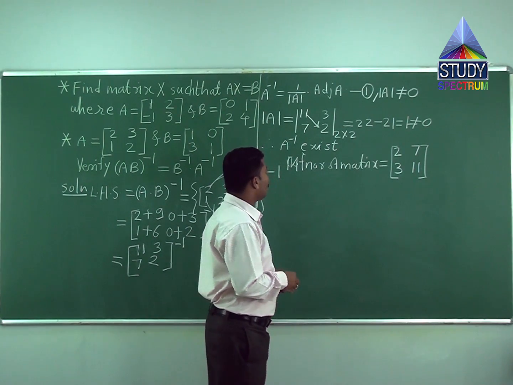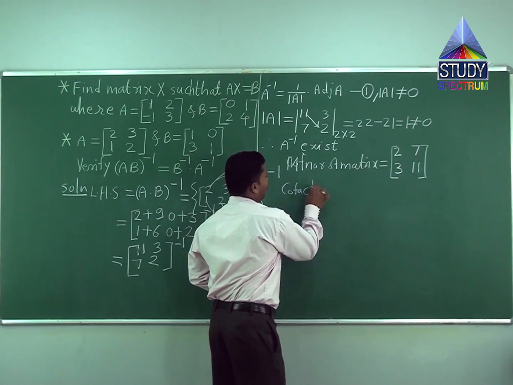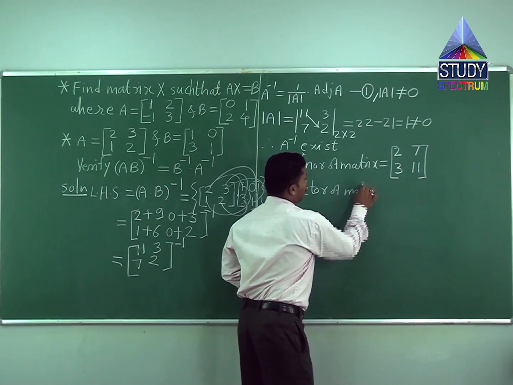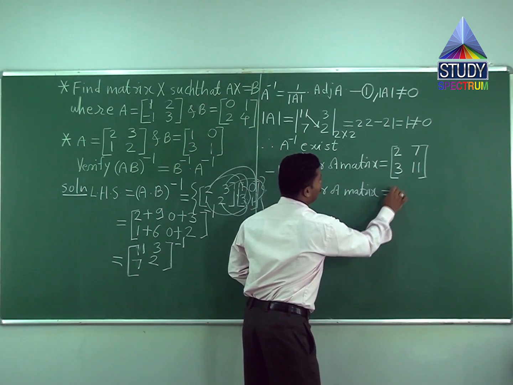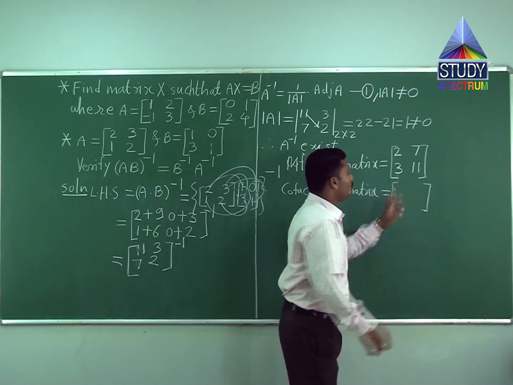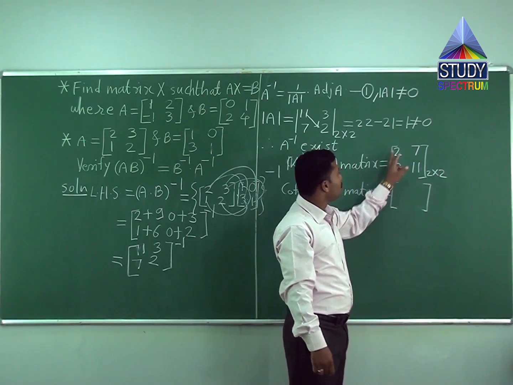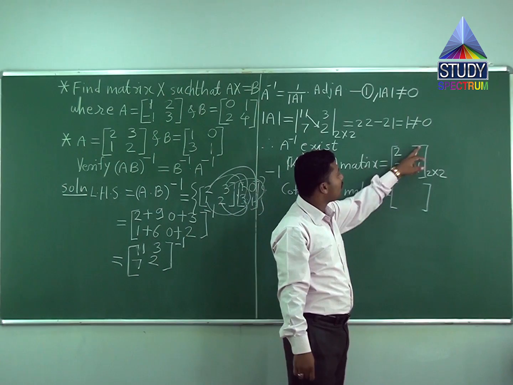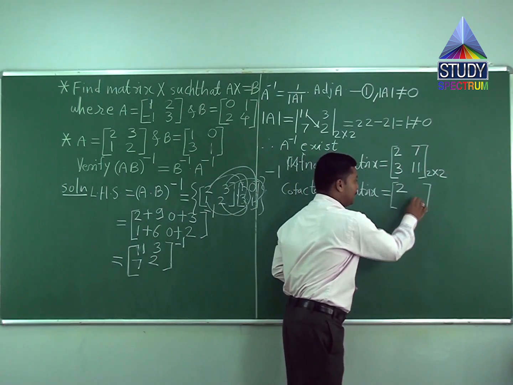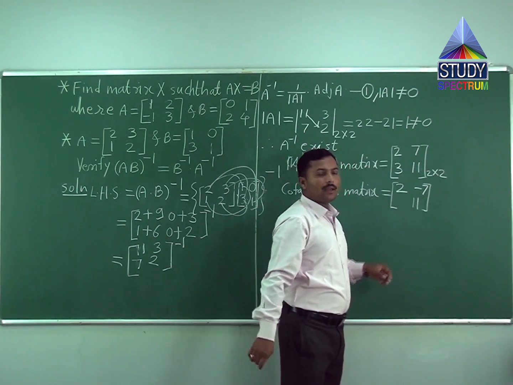Again we find the cofactors of this matrix. Cofactor of matrix equals to, what is the meaning of cofactors? This is a 2 by 2 matrix, so use a simple idea: no change on the diagonal, only change by sign. So the diagonal is as it is and only the signs change. So minus 7, here minus 3.